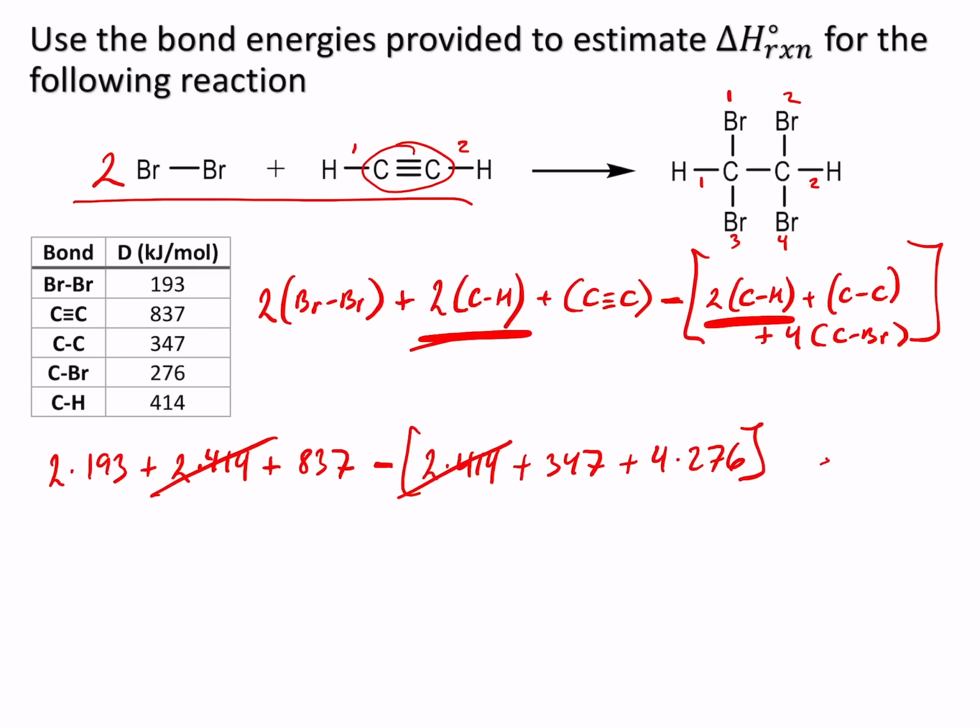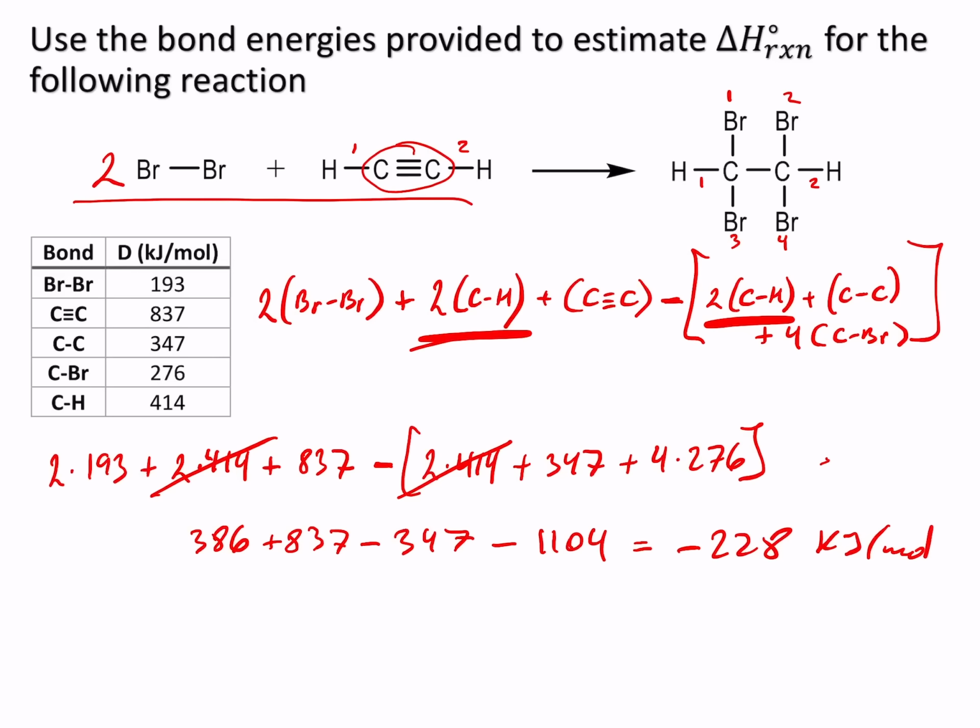So in this case, it's all reduced to 386 plus 837 minus 347 minus 1104, and that should be equal to, let me do this calculation quickly, minus 228 kilojoules per mole.